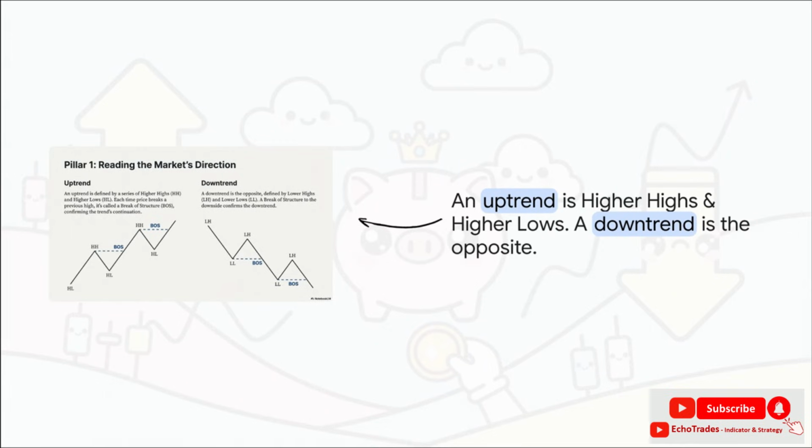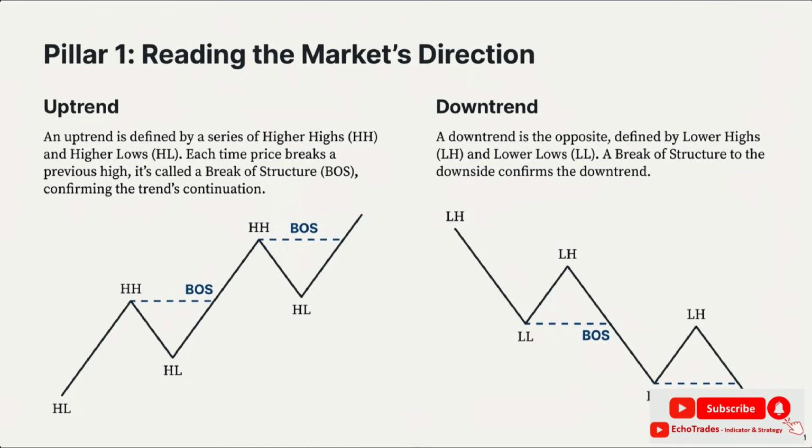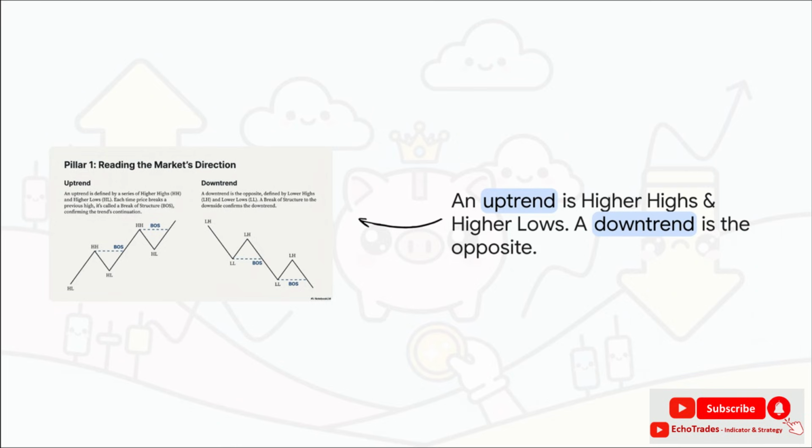And this shows exactly how we read that direction. An uptrend is just a simple staircase pattern, right? Price makes a new high, pulls back to a higher low, then pushes up to make another higher high. And each time it breaks that previous high, we call that a break of structure, or BOS, and it just confirms the trend is still chugging along. A downtrend? You guessed it. The exact opposite, just a staircase heading down.